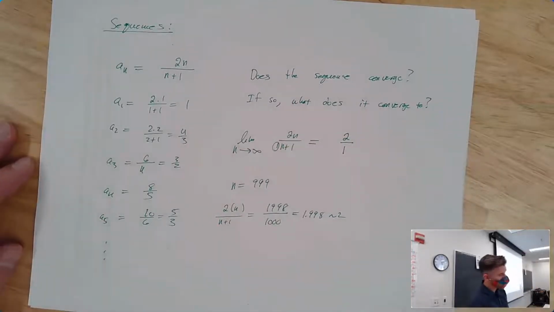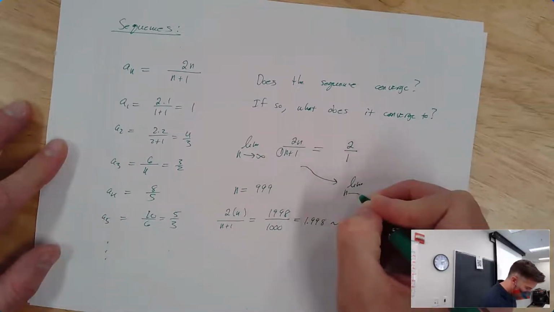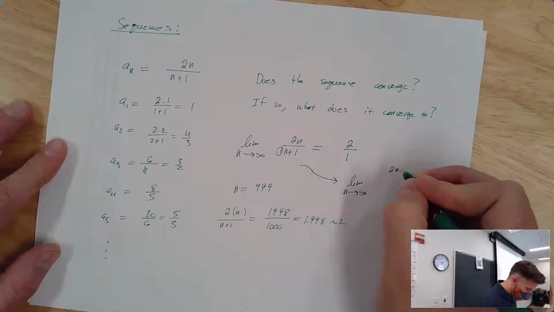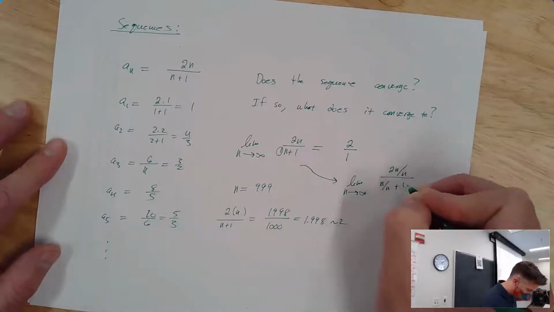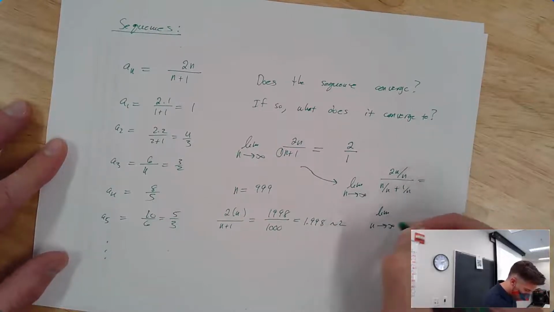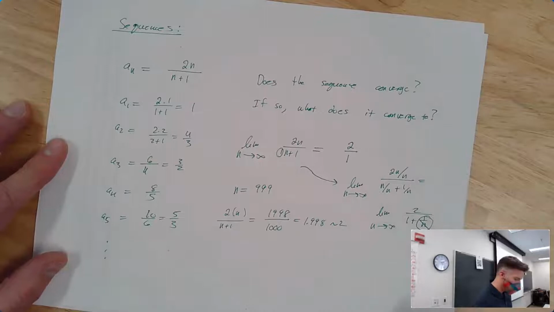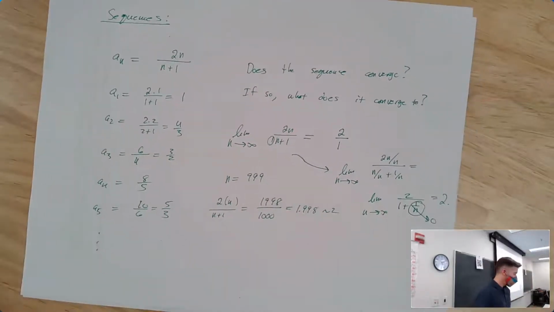But if someone wanted to just show work, I would say that's the limit as n goes to infinity of 2n over n over n plus 1 over n, and then I would simplify. Since the limit as n goes to infinity of 2 over 1 plus 1 over n, and then that goes to 0. So you get 2 over 1. So that's what I would do to see what that sequence converged to.